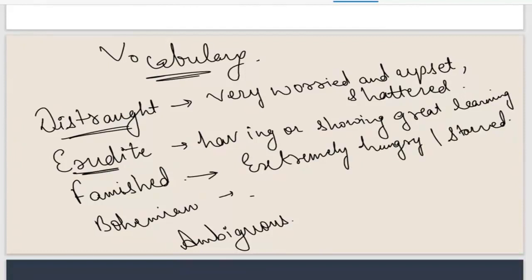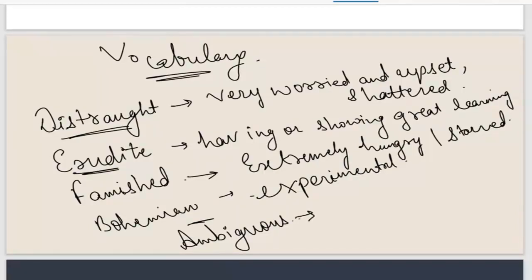Yes. Next is bohemian. Bohemian means, you want to try this word? I'm waiting. Bohemian means something which is experimental, which is socially unconventional. You are not following the conventional method. You are trying something experimental. Then that is what is bohemian. Clear? Till here, clear to all of you?